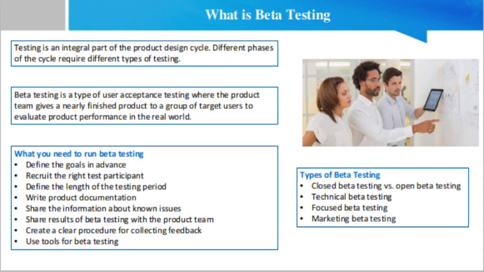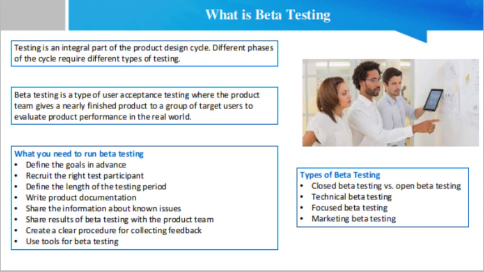Beta testing is a type of user acceptance testing where the product team gives a nearly finished product to a group of target users to evaluate product performance in the real world. There is no standard for what a beta test should look like and how to set up beta testing. The actual testing procedure should be relevant to your testing goals.